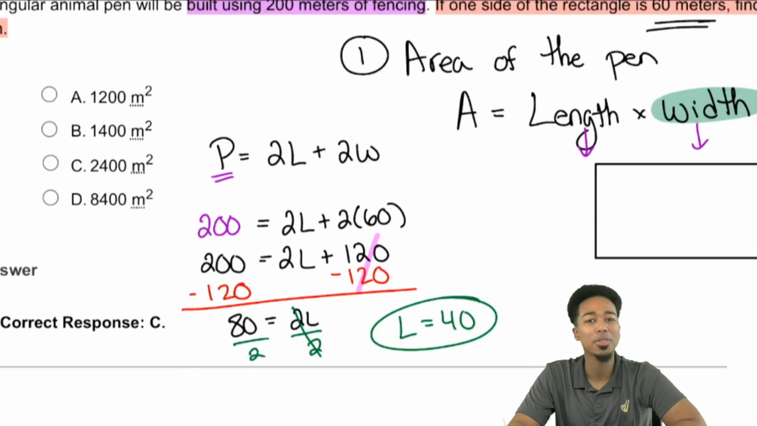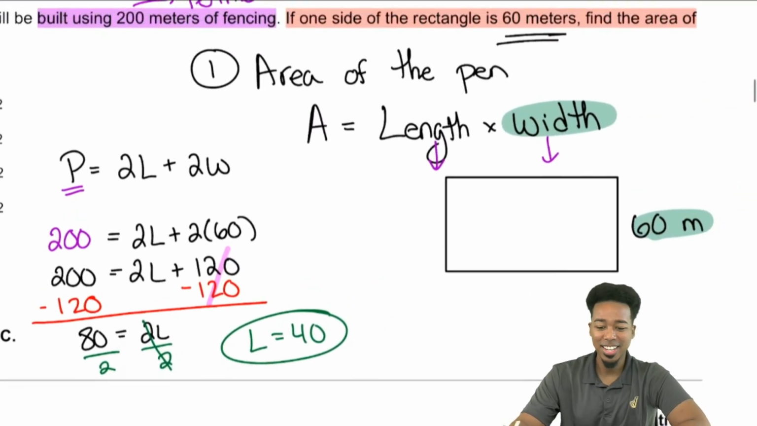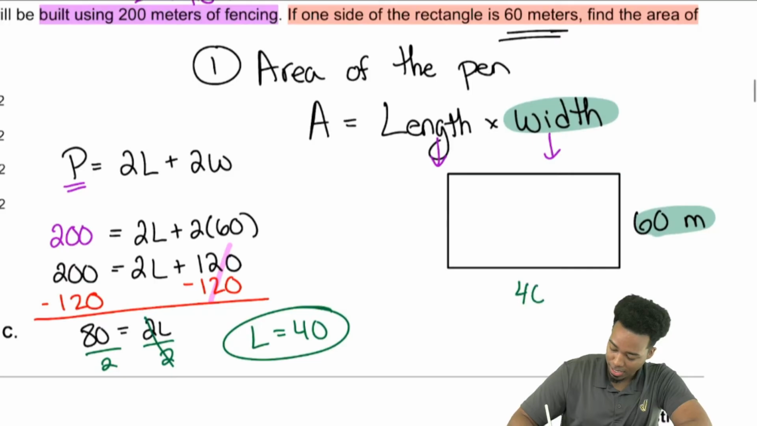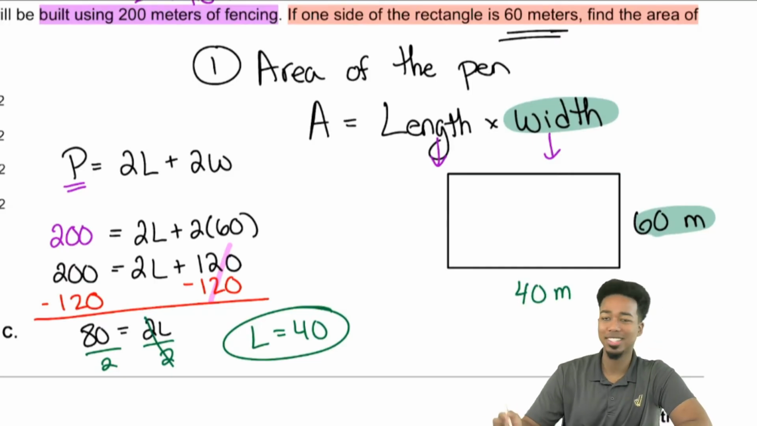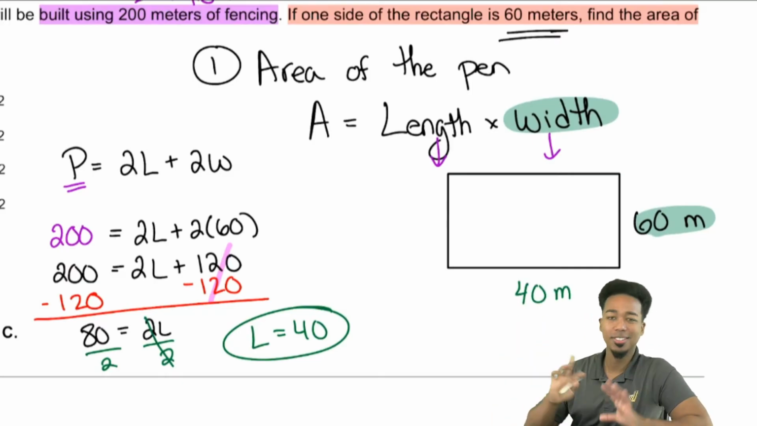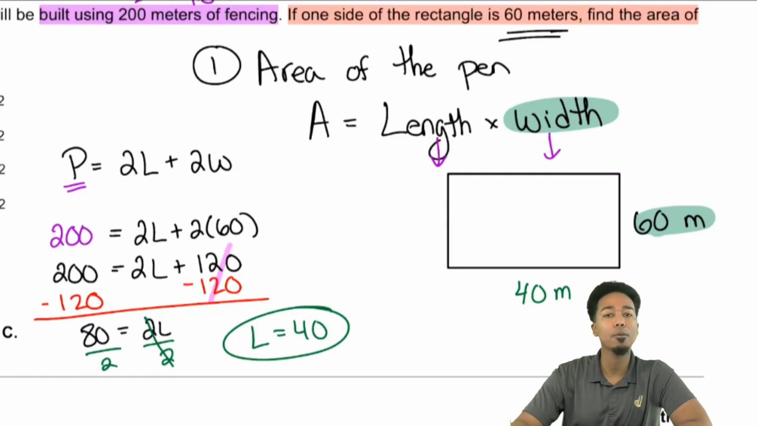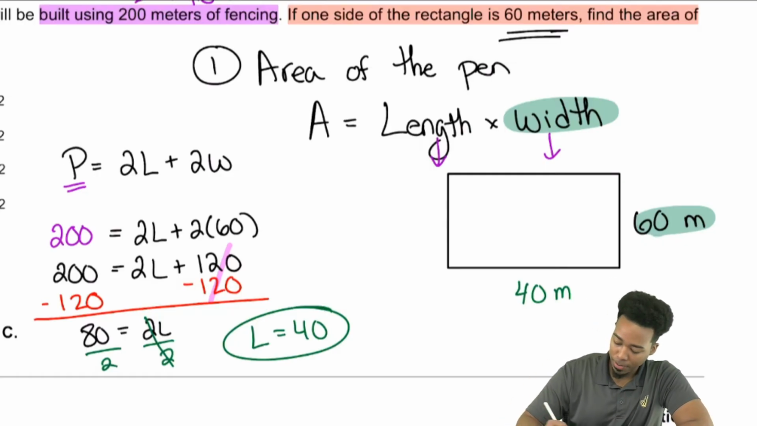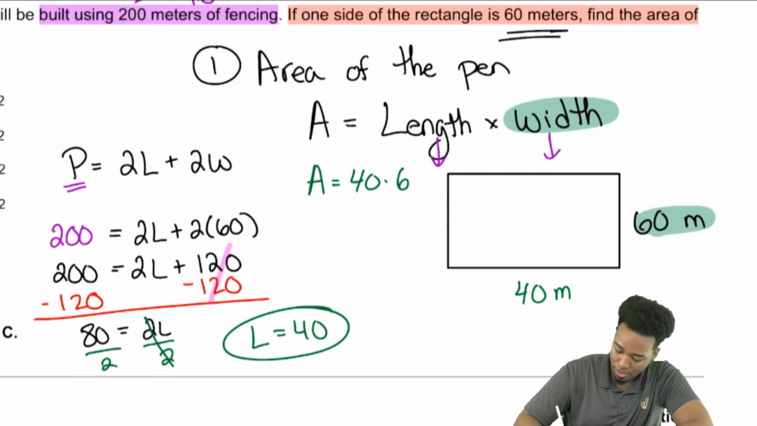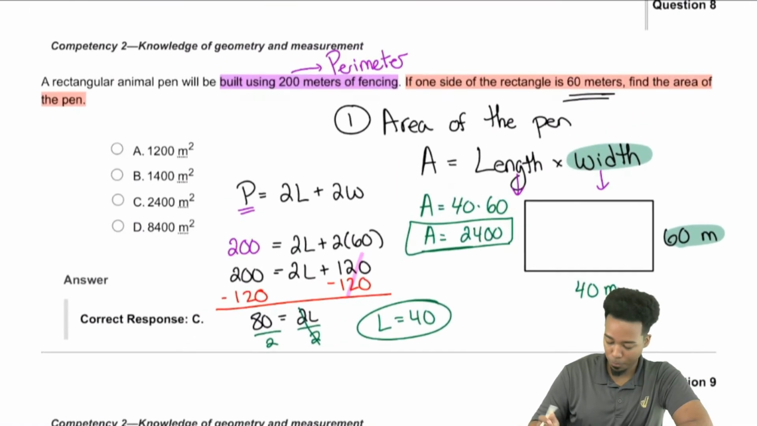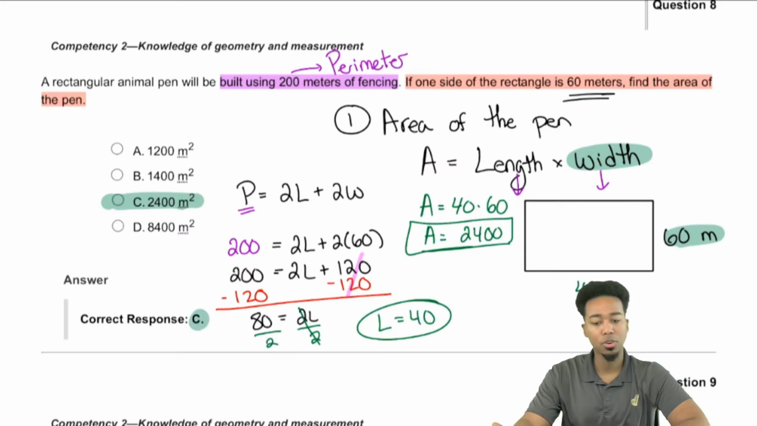I'm not done. Remember, the goal is to get the area right over here. And so now that I have the length of 40, again, this is not drawn to scale by any means because obviously 40 is smaller than 60, but don't worry about that. What we need to worry about is finishing the formula for area, and that's going to be here. Area equals 40 times 60. 40 times 60 is 2,400. Booyah, 2,400 square meters, and that's going to be C as the correct answer.